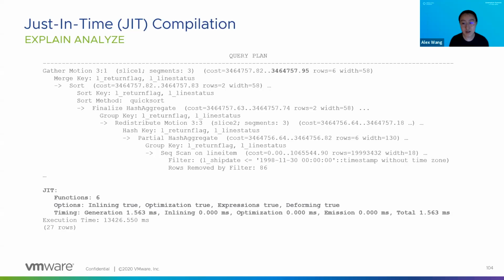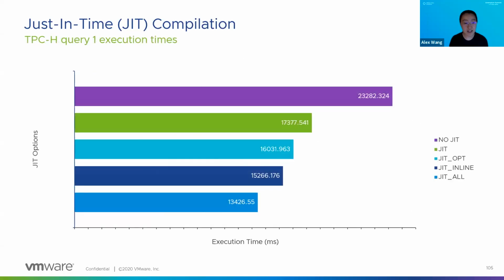In the next slide, we can see the execution times for different JIT options. The top bar is no JIT and the bottom bar is JIT all. And as you can see, the performance gain is nearly 40%, which is really nice. And I think another good thing here is that because JIT is cost-based, the optimizer makes the decision for you. As users, you will just get the performance gain in this case. So this is JIT. And now let's move on to the partition tables.